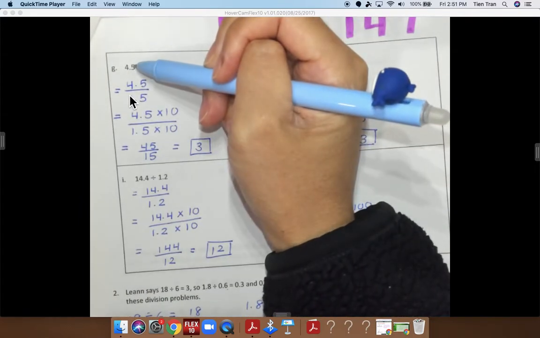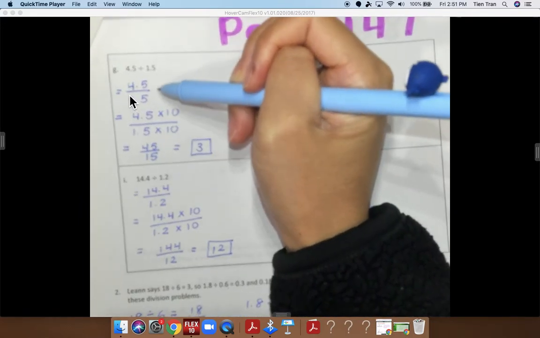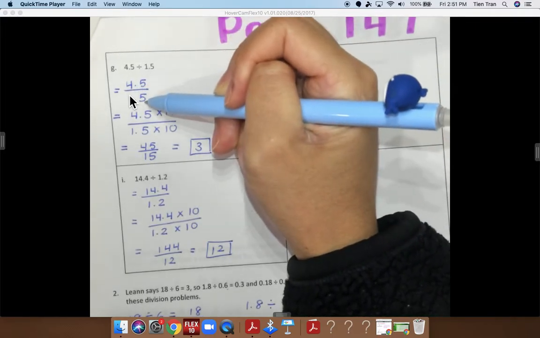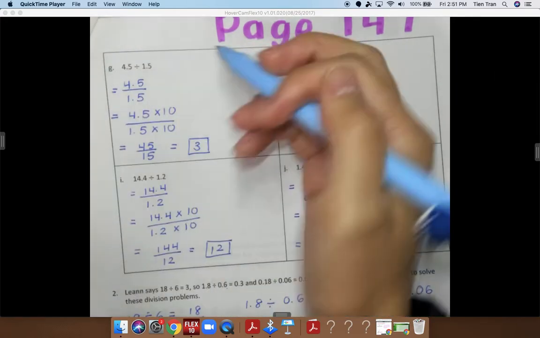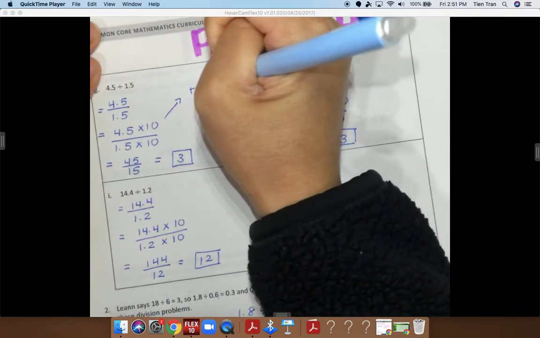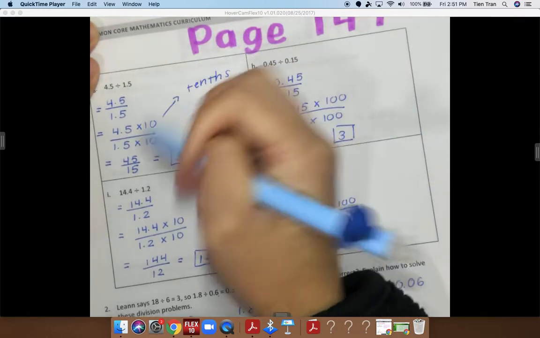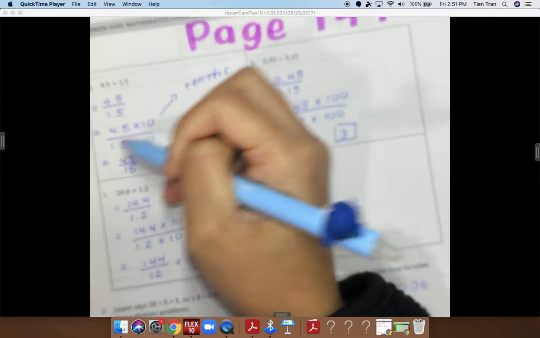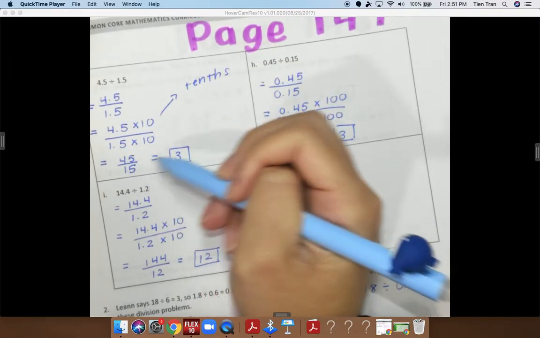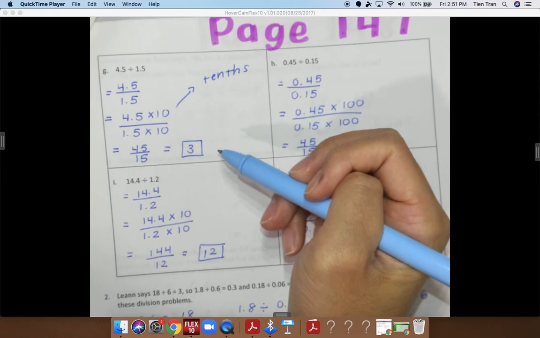We have 45 tenths divided by 15 tenths. So we are going to be multiplying by 10. 45 tenths times 10, 15 tenths times 10, which gives us 45 divided by 15, and my answer is 3.